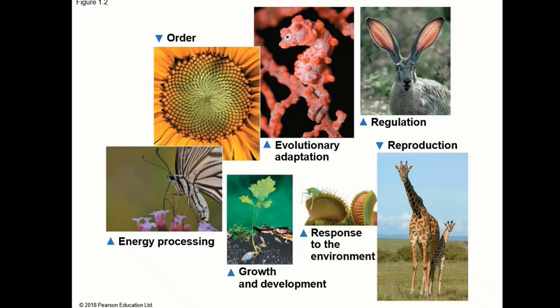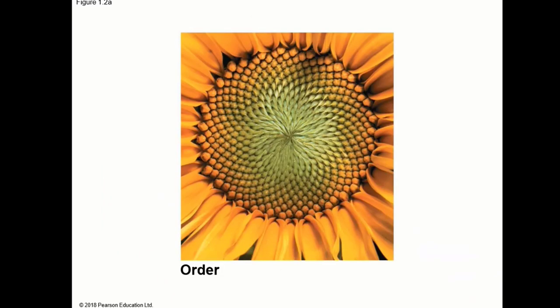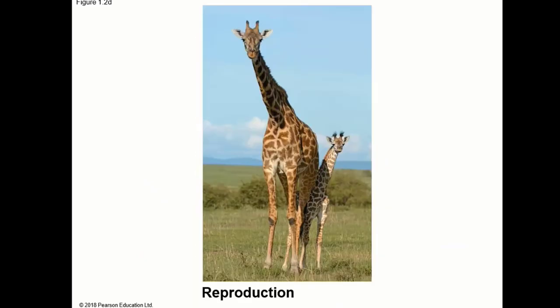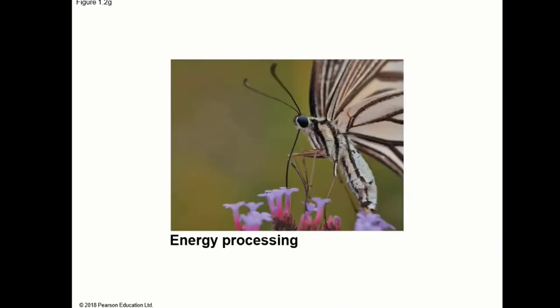Your system or environment has to be regulated, and for your individuals to survive, there has to be reproduction, there has to be a response to the environment. You're going to have to be quick, you're going to have to grow and develop, and there has to be that exchange and symbiotic relationship where there's energy processing. Like I said, this order, evolutionary adaptation, these are just characteristics of life and the environment, and the processing of energy.